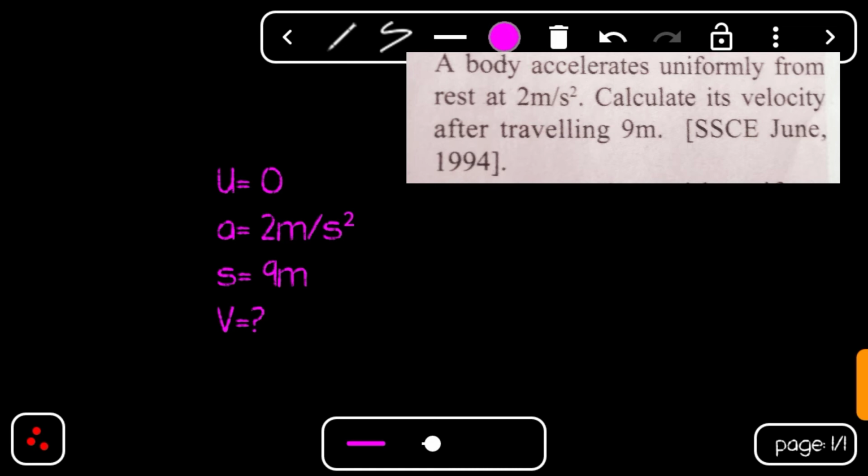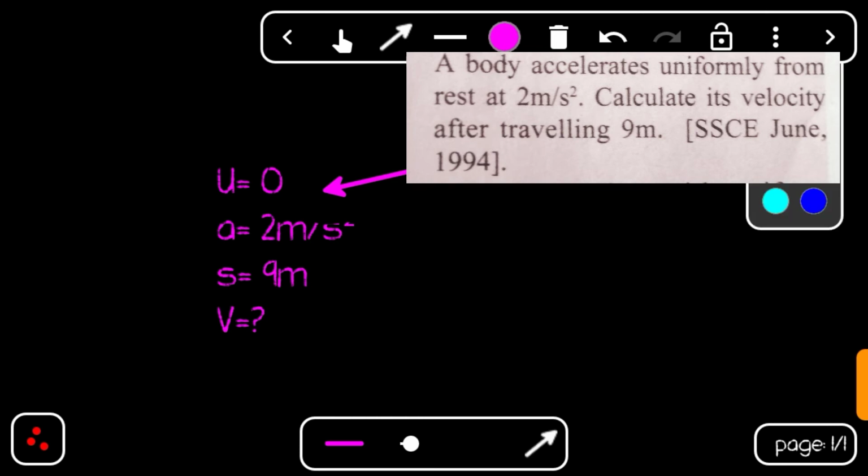The question states a body accelerates uniformly from rest. Remember, I stated earlier that if you see anything like from rest, it means the initial velocity is 0. The initial velocity of the object is 0. It accelerates uniformly from rest at 2 meters per second square. Its acceleration is 2 meters per second square. Calculate its velocity after traveling 9 meters.